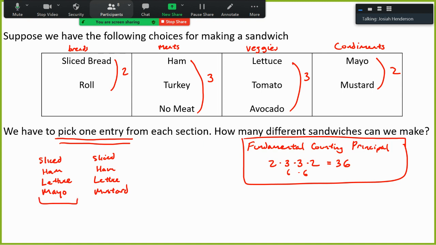And below, I started writing, here's our first sandwich or our first mix, our second one, and then we'd have to start over and do sliced bread, ham, and tomato and mayonnaise, sliced bread, ham, tomato, and mustard. So we don't want to rely on trying to map it out for problems like this.